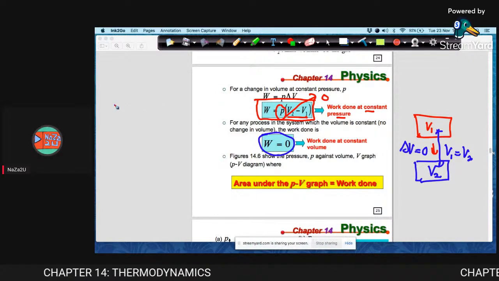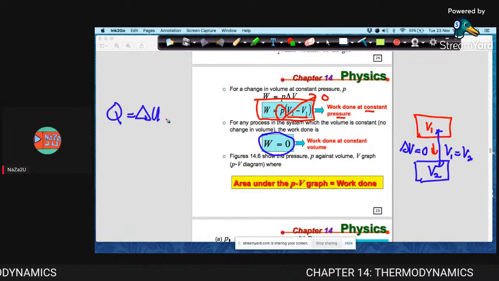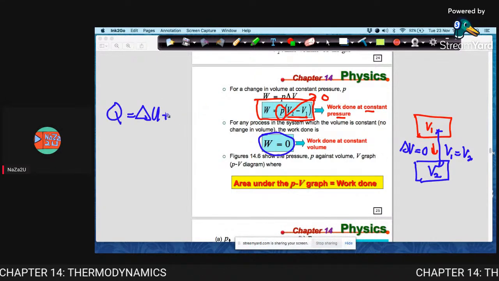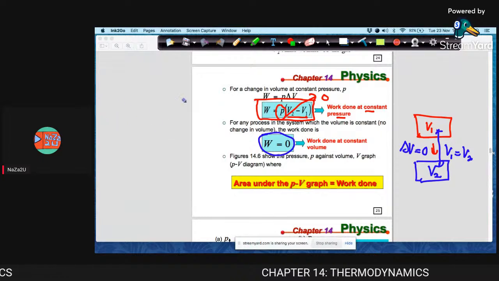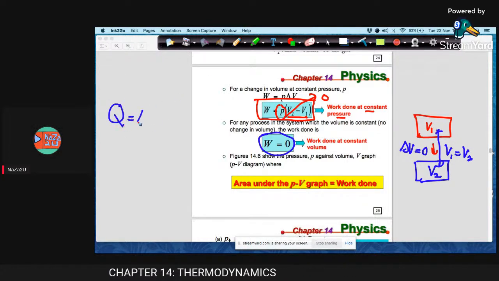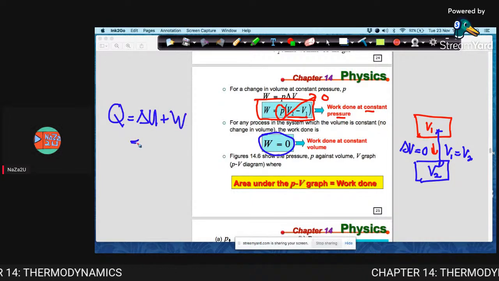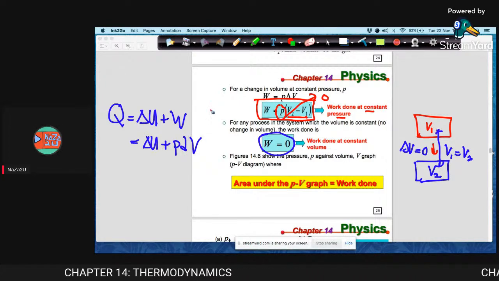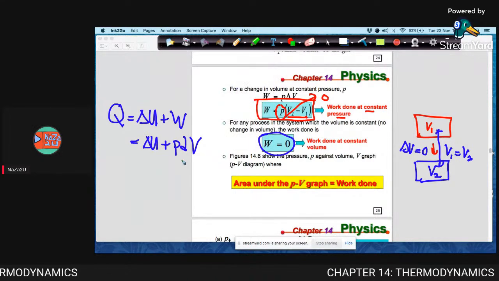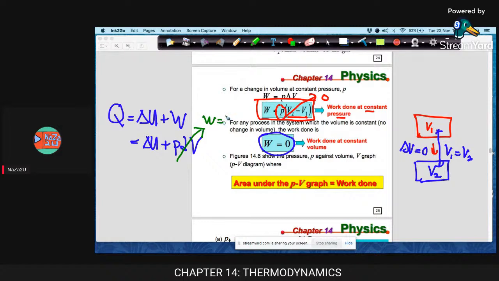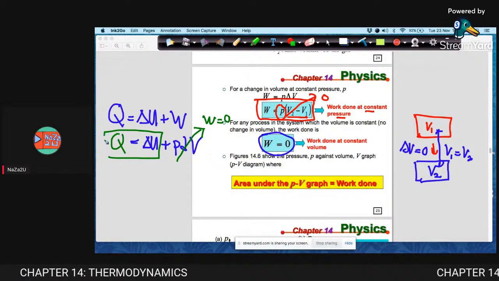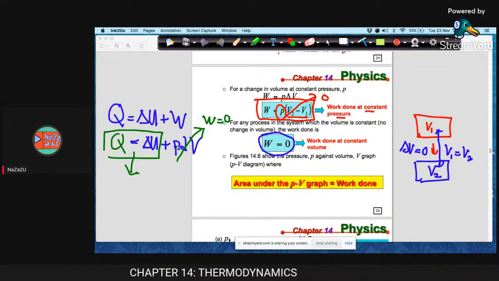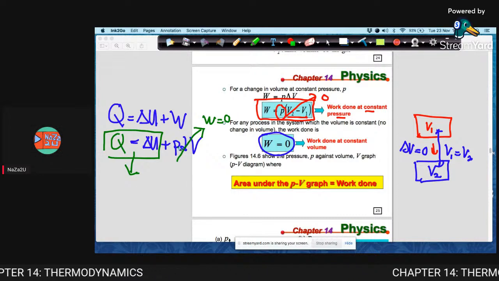So meaning here, if you have the first law of thermodynamics, Q is equal to delta U plus W. So delta U plus W, where W is P dV. So now for constant volume, meaning W is equal to 0. So we have Q is equal to delta U. So if you refer to the process of thermodynamic, right, this is a constant volume. This is referred to the isovolumetric process, right?